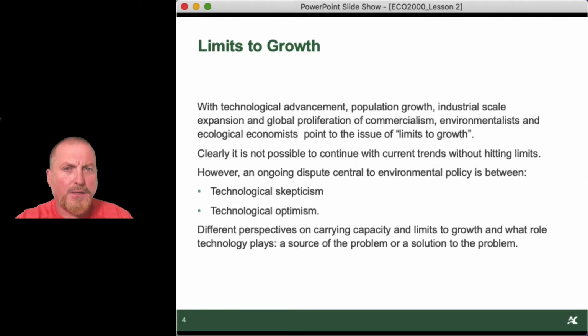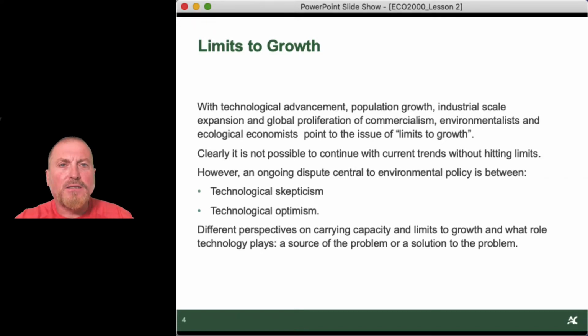the technological skeptics, which reside in the school of ecological economics more than environmental economics, and the technological optimists, which tend to be more along the lines of environmental economics. These different perspectives on carrying capacity and limits to growth basically view technology quite differently. Technology is seen as a source of the problem as much as it is of a solution, and a technological optimist would see technology as being a source of a solution, not without problems, but the solution is more beneficial than any problems that are subsequently caused.